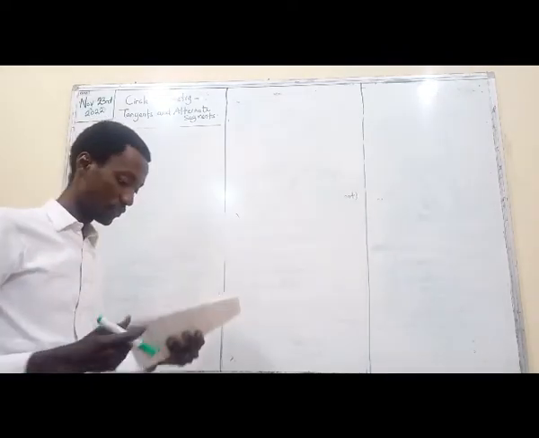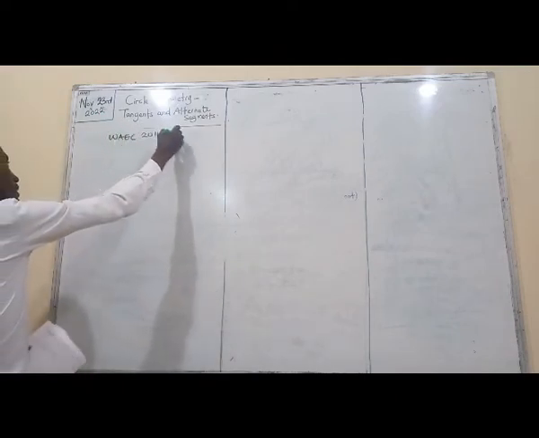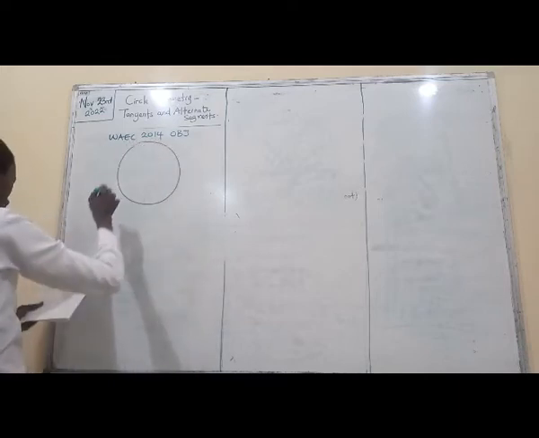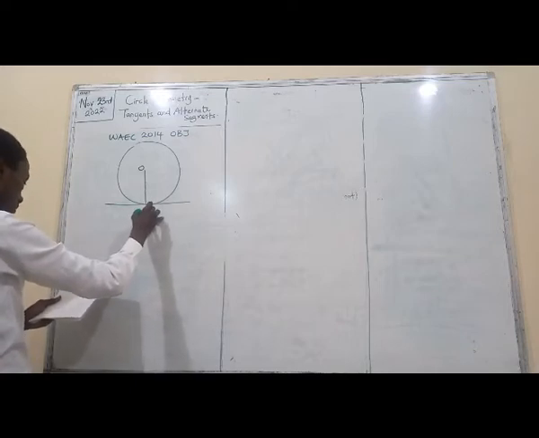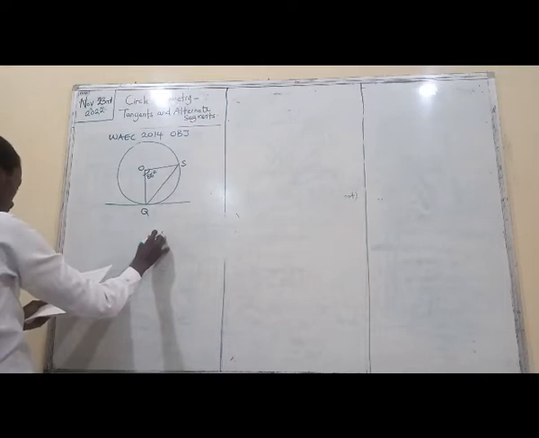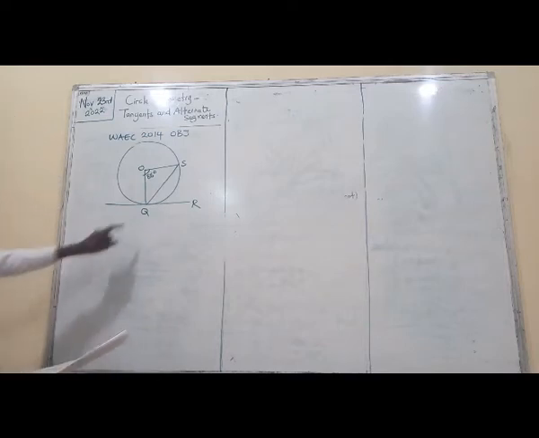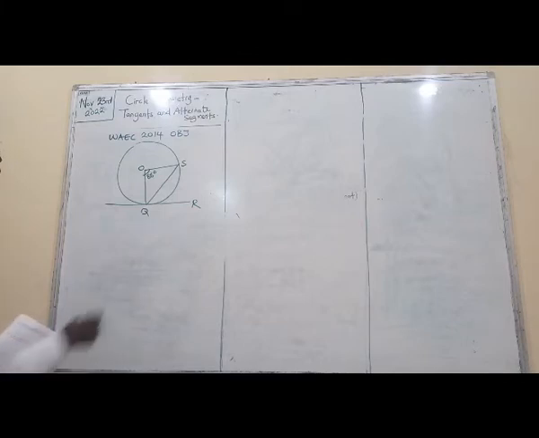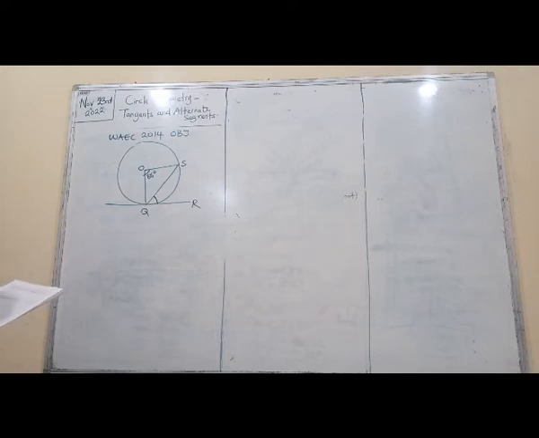Alright, so let's take our final two questions for the day. This one comes from WAEC 2014, and it's an OBJ1. We have the diagram that looks more like this. Alright, this is 86 degrees, this is R. So it said in the diagram, O is the center, and PR is a tangent to the circle at Q. And angle SOQ is 86 degrees. Calculate the value of SQR. SQR. So what will that value be?